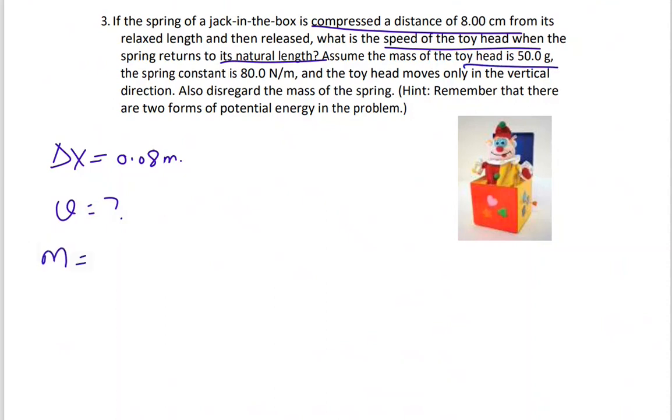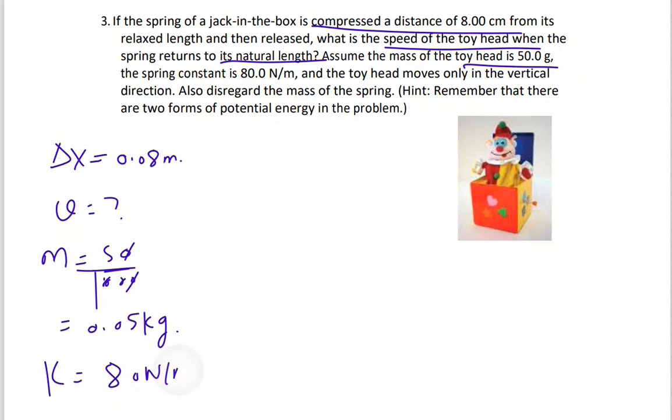So m is 50 divided by 1,000, which will be 0.05 kilogram. And the spring constant here is 80 Newton per meter. Okay, and the toy head moves only in a vertical direction. So it will move up in a vertical direction the same as the displacement, which is 0.08 meter.